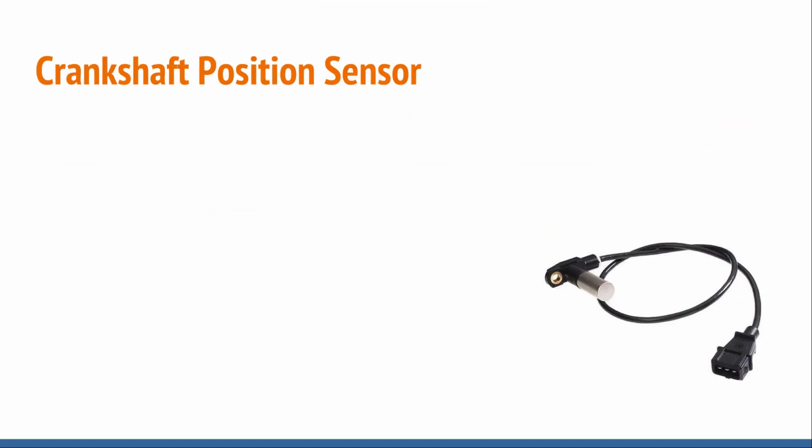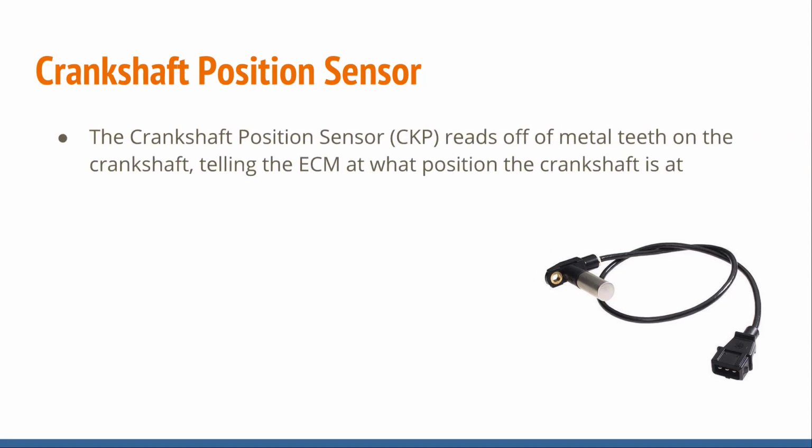So, okay, we're getting there, guys. We're going to talk about a crankshaft position sensor, CKP. What this thing does is it reads off metal teeth on the crankshaft, telling the ECM, the computer, at what position the crankshaft is at. Most engines will not run without this sensor. So if you unplug this guy, your engine won't start.